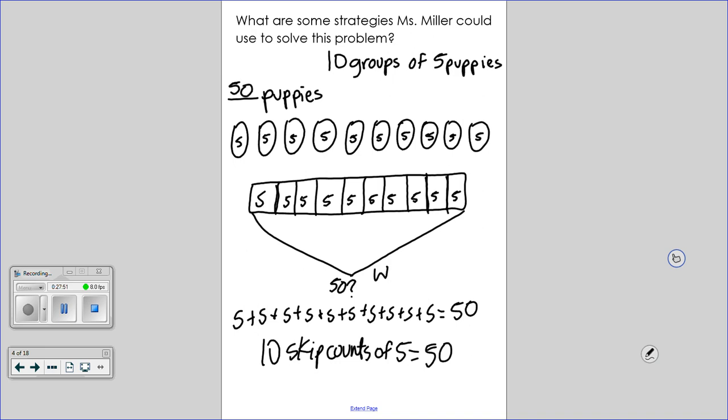I have 50 puppies. That's a lot. Does 50 as an answer make sense? Yes. I'm asking is it right, but does it make sense? It makes sense because if I'm counting by 5s, I will eventually hit 50. If I got 34, that would not make sense because when I count by 5s, I don't ever touch 34.